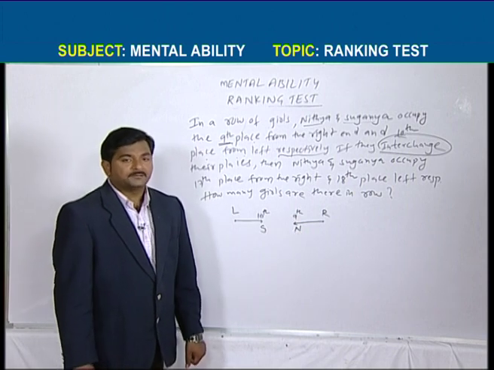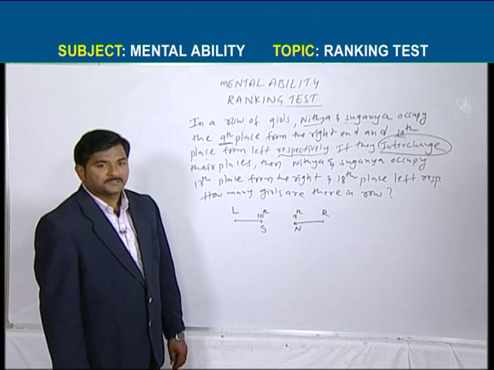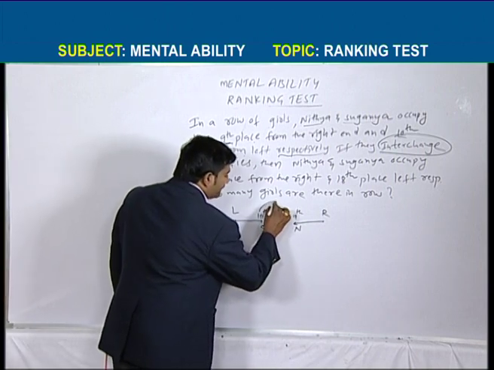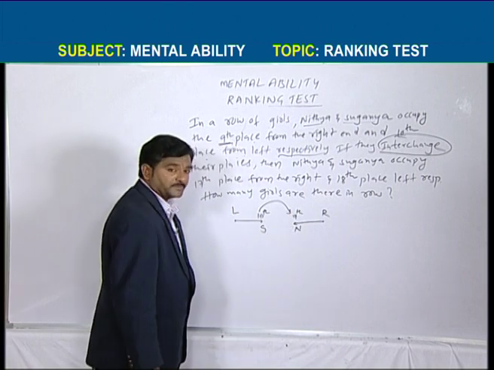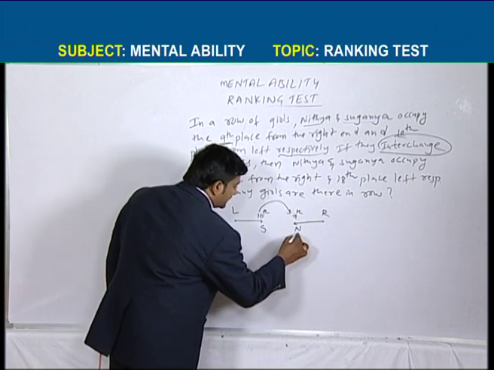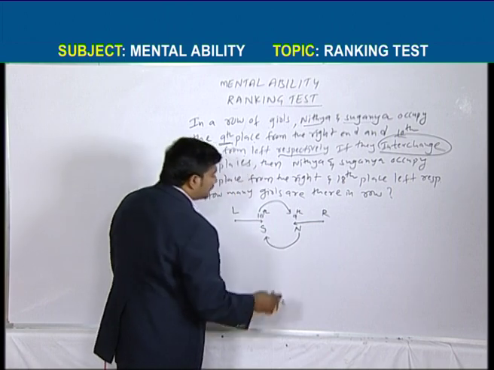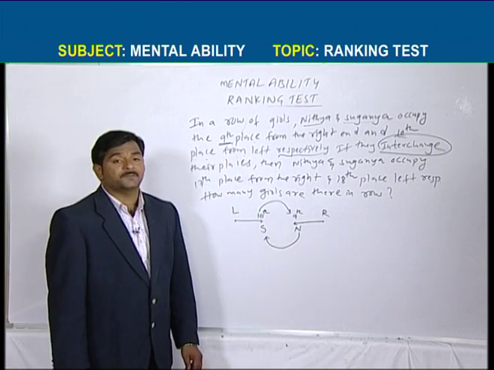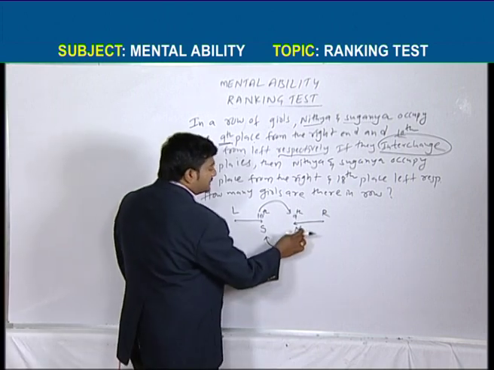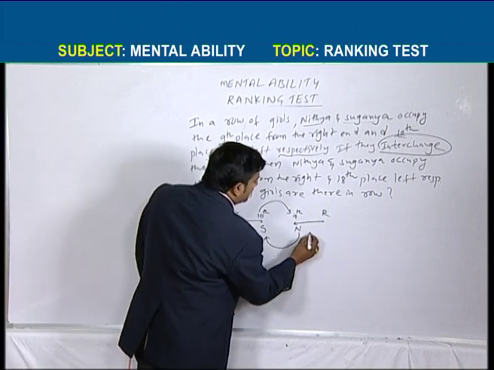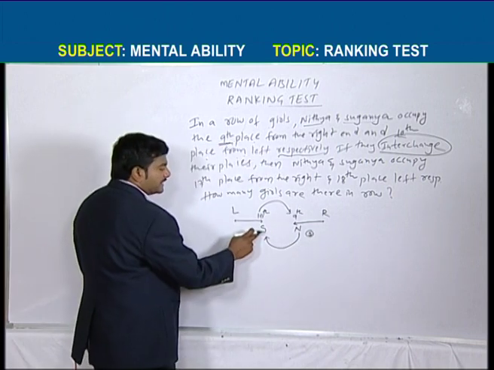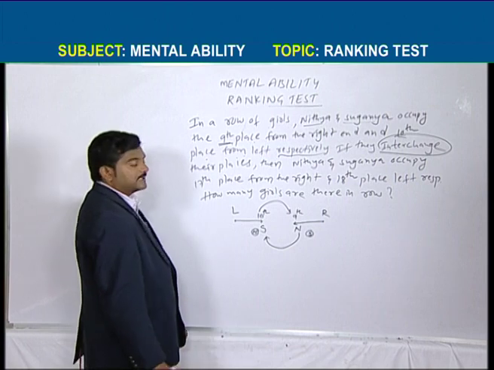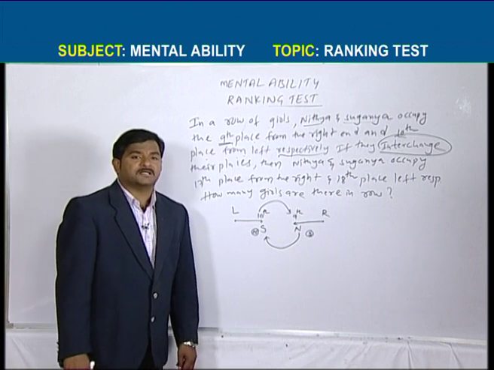Next, what happened? They interchange their positions. What does it mean? Suganya went to Nitya's position, whereas Nitya went to Suganya's position. Earlier it was Nitya's position, and now Suganya is there. Earlier it was Suganya's position, and now Nitya is there, because they interchange their places among themselves.